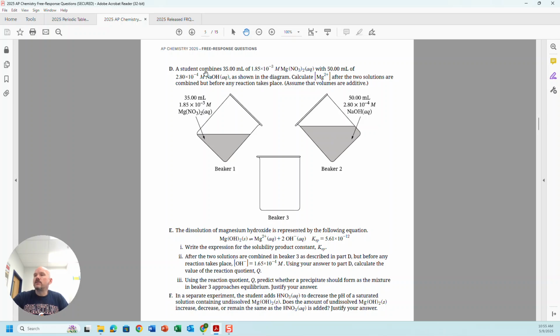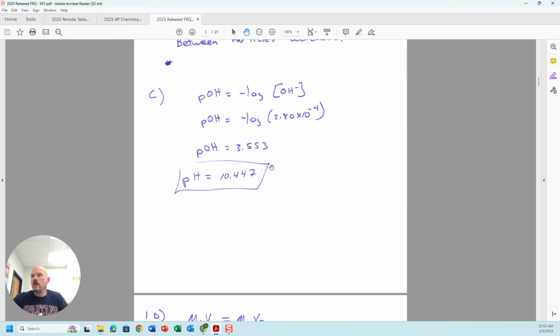And the student, so it says the student combines these two solutions as shown in the diagram. We want to calculate the magnesium concentration. Remember, when you see something in brackets, that means the concentration of it after 2 solutions are combined, but before any reaction takes place. So if there's any precipitation, we're talking about before that. So everything's still dissolved. All that's changed is the volume. So this is a perfect candidate for M1V1 equals M2V2, a dilution equation.